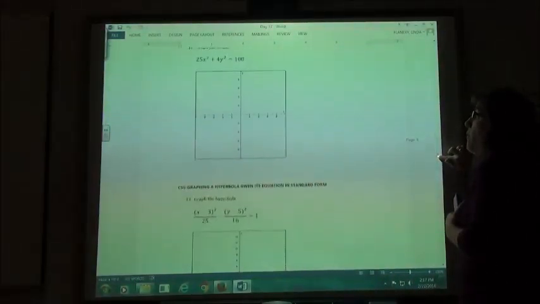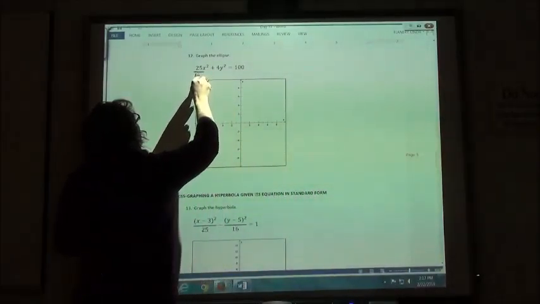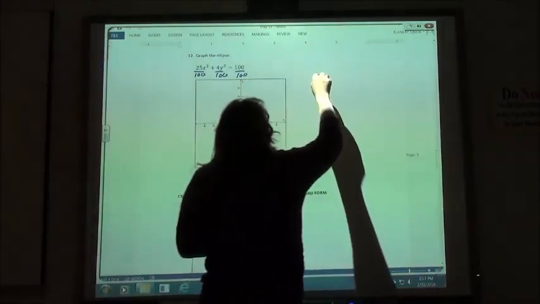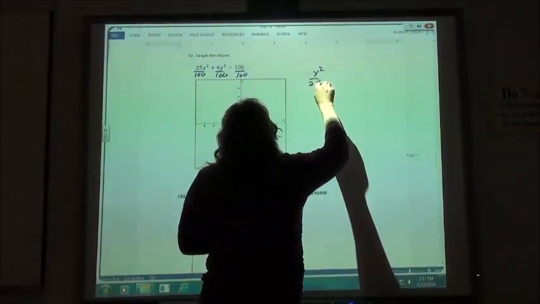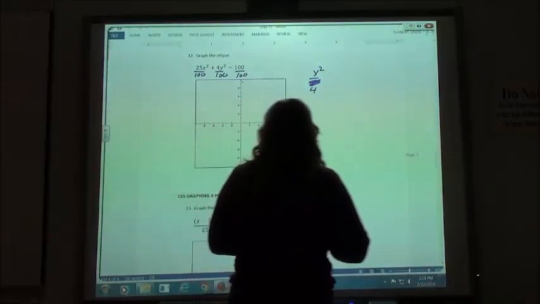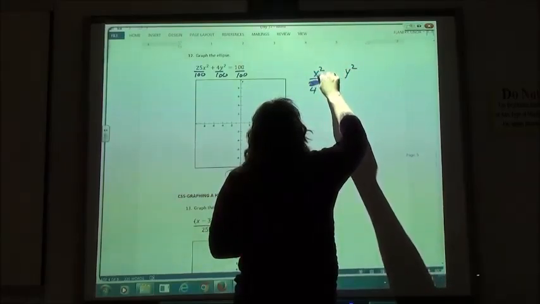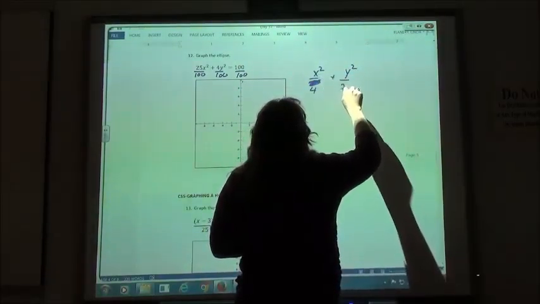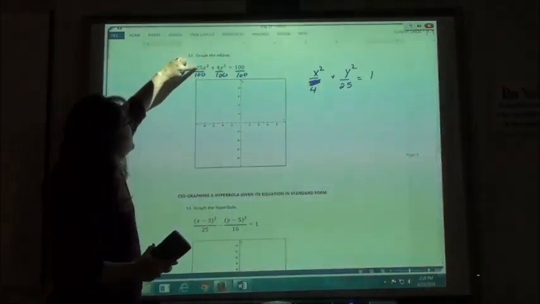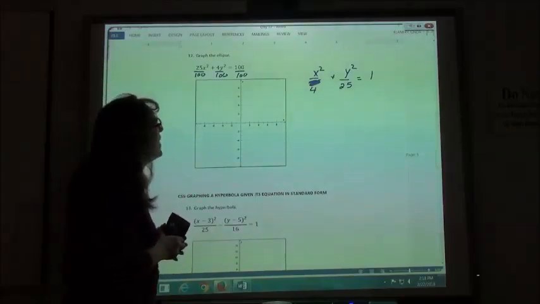Number 12. This one I'm going to divide by 100. So I'm going to have x squared over 25, nope, over 4. 100 divided by 25 is 4, plus y squared over 25 equals 1. So 100 divided by 25 went in there 4 times. 4 goes into 100 25 times.